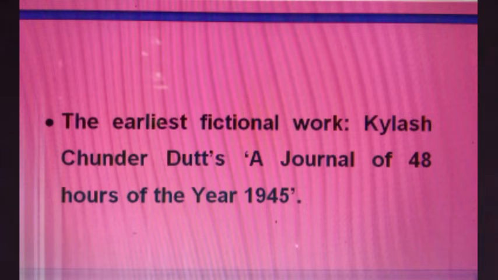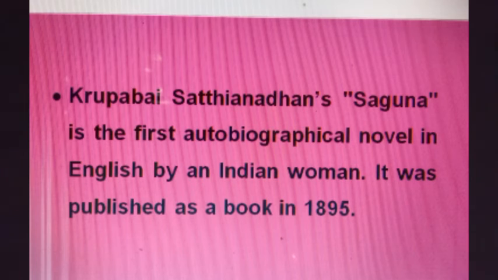The earliest fictional work was written by Kailash Chundar Dutt. His work, A Journal of 48 Hours of the year 1945, is the first fictional work.